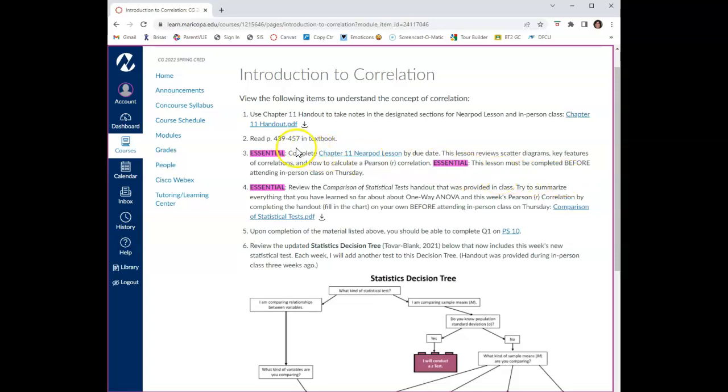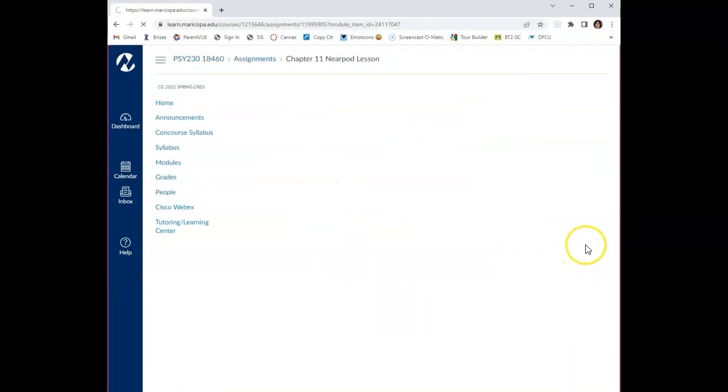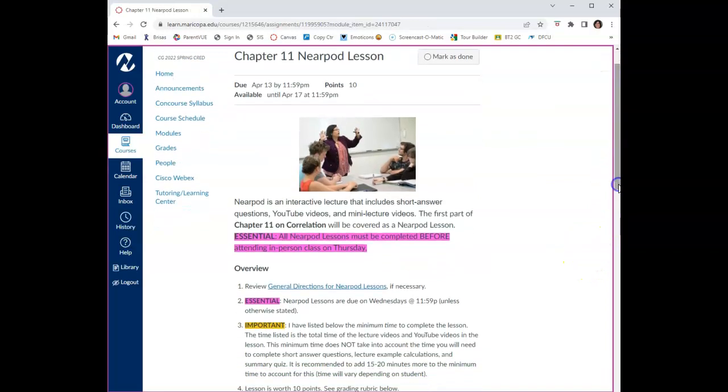Please read the designated pages in the textbook and complete the corresponding Nearpod lesson. Upon completion of the materials listed above, you should be able to complete these specific questions on problem set 10. The first part on correlation will be covered as a Nearpod lesson. Please note the essential heading: Nearpod lessons are due on Wednesdays at 11:59 p.m.